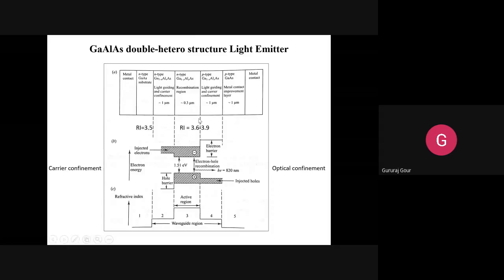So in the middle active region, this whole thing is acting like a waveguide, not an optical waveguide. The waveguide region starts from 2, 3, 4. These three regions will give you the behavior or characteristics similar to that of the optical waveguide. The regions 2, 3, 4 mean 2 and 4 are acting like a cladding and 3 is acting like a core of the optical fiber.